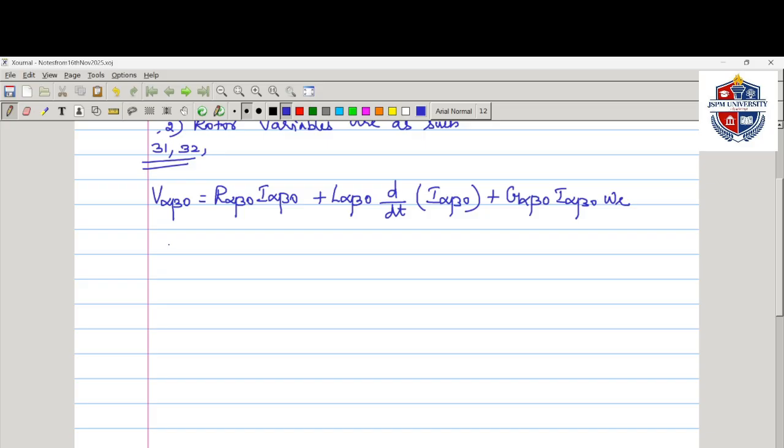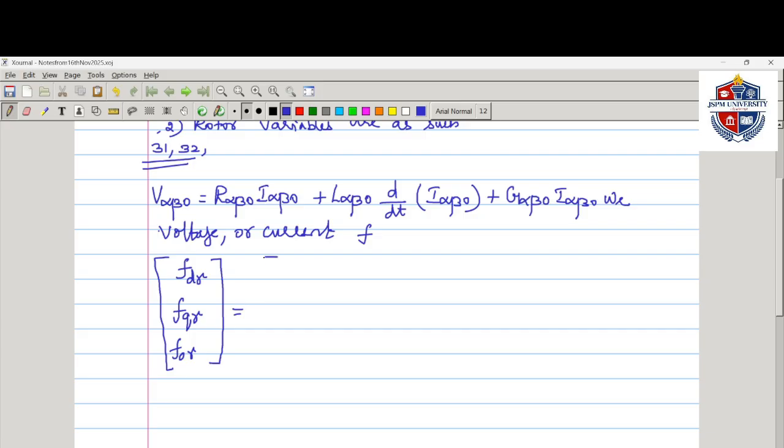Assume the variables may be voltage or current. For simplicity, I am going to take this variable as f, the same as when I was explaining the stator attached reference frame. So now the rotor variables are VDR, the direct axis variable of the rotor, the quadrature axis variable of the rotor, and the zero sequence axis variable of the rotor. I am taking these variables as such.